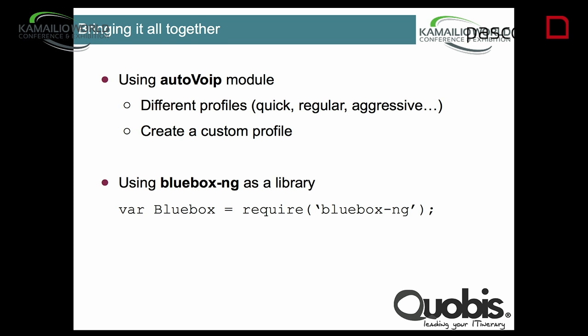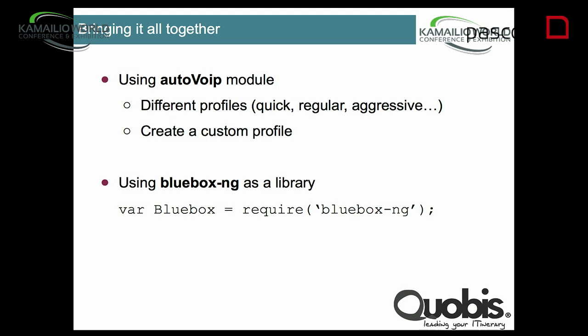Okay, bringing it all together. We don't want to be typing the commands, waiting maybe 2 hours for having all the responses if we are analyzing a big system or a big network. So we decided to do a couple of approaches. The first approach was to add the AutoVoIP module, so we can use different profiles like quick, regular, depending on what we want, and we can create our own profiles. And then we can also use Bluebox as a library and develop our own scripts, our own programs to do what we need.